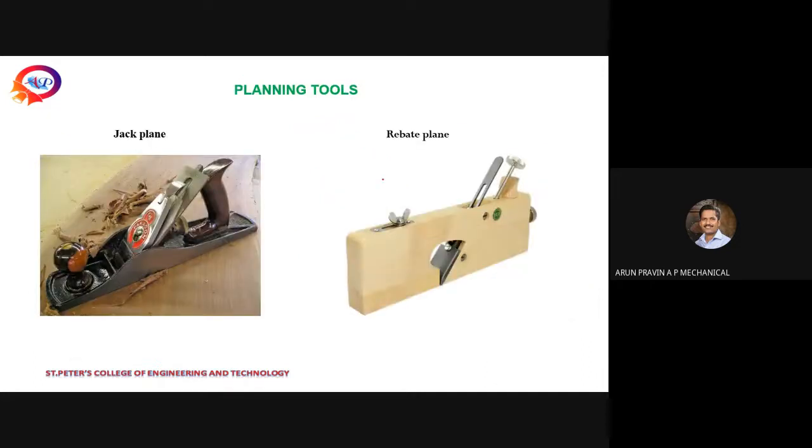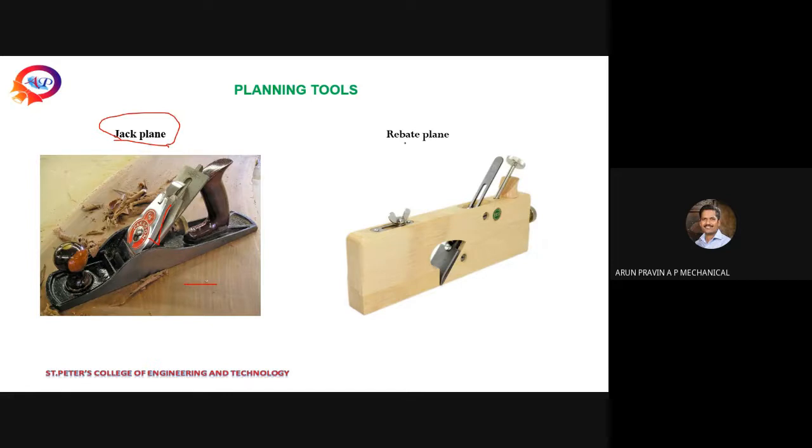Then next one is planing. Already I told what is planing. Planing is when we need to give the surface finish of the material. If you want surface finishing and you don't have a cutter, you should use this jack plane. Jack plane is in the diagram, everybody will see this one. What is jack plane? You want to give the surface finish of the materials, so it is mainly used for jack planes.